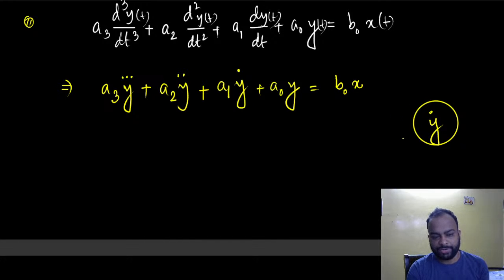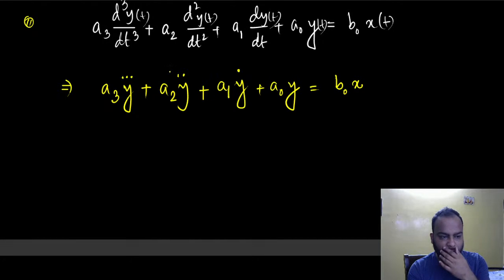If I differentiate with respect to the time variable, we put a dot. If I do a second derivative with respect to the time variable, we put a double dot. Third derivative means triple dot. I think this notation is fine, right? I don't think there is any confusion.